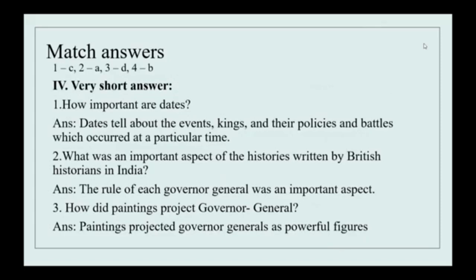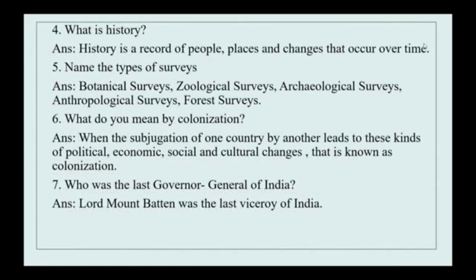Okay, fine. The fourth question is, what is history? History is a record of people, places and changes that occur over time. Okay, fifth one is, name the types of surveys. Botanical surveys, zoological surveys, archaeological surveys, anthropological surveys and forest surveys. Okay, these are the types of surveys.